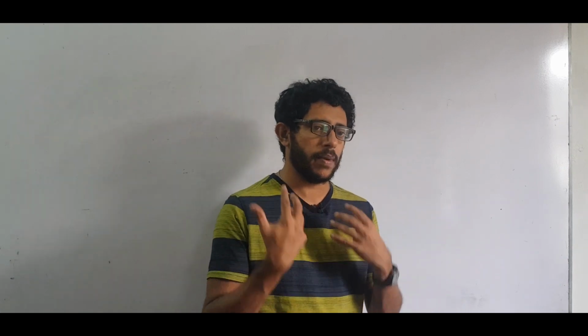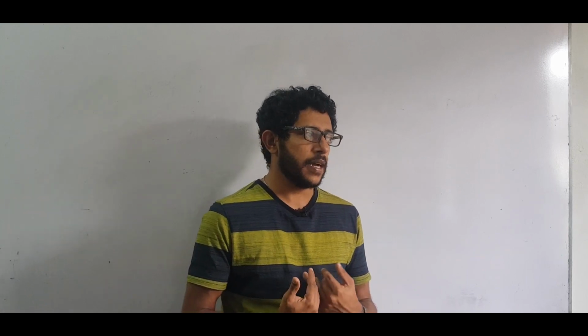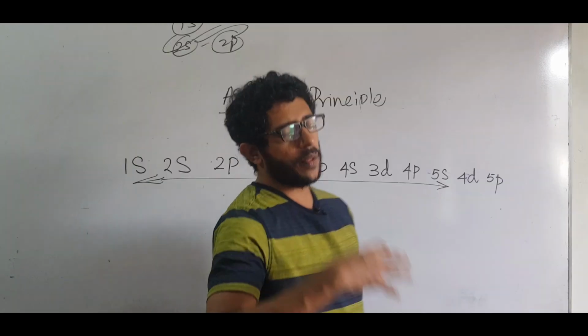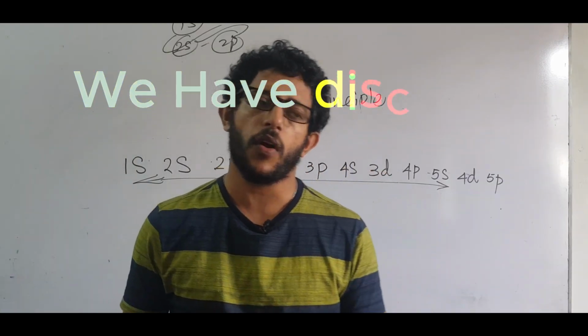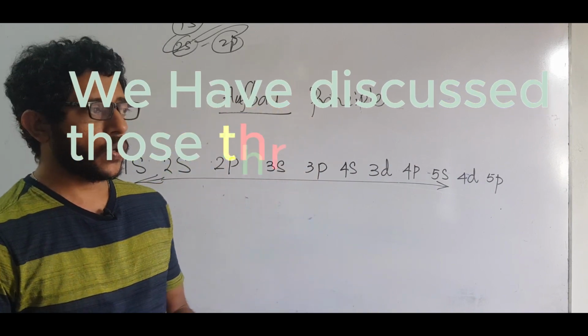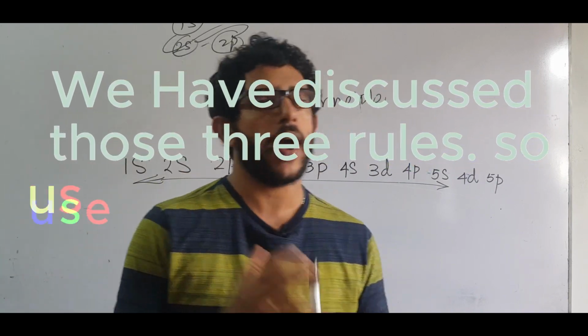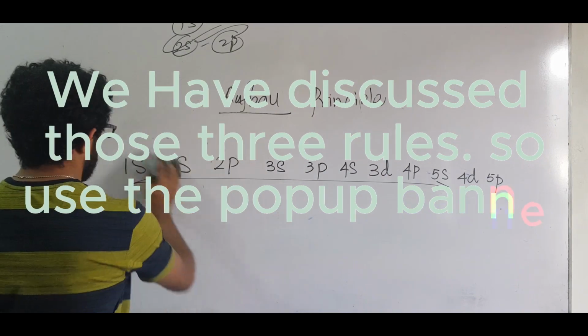Now in Edexcel they won't ask you to write those three rules, but they expect you to memorize them, meaning they expect you to remember what each rule implies or what it says. The Pauli exclusion principle, Hund's rule and the Aufbau principle, all three are required to write the electronic configuration of atoms and ions.